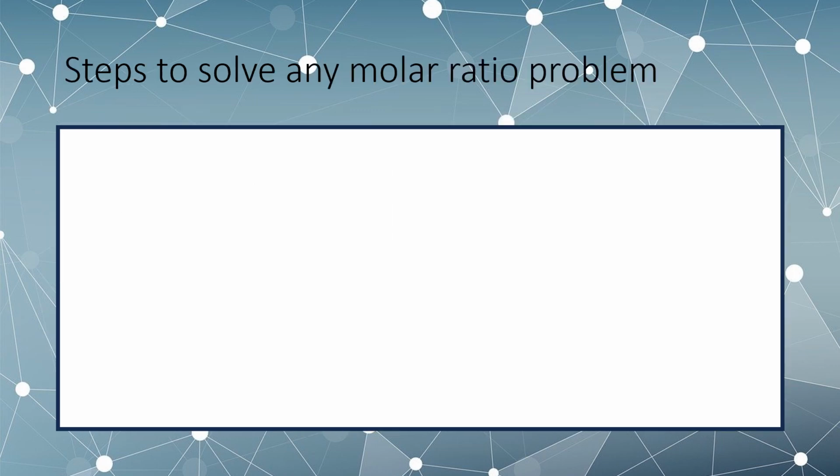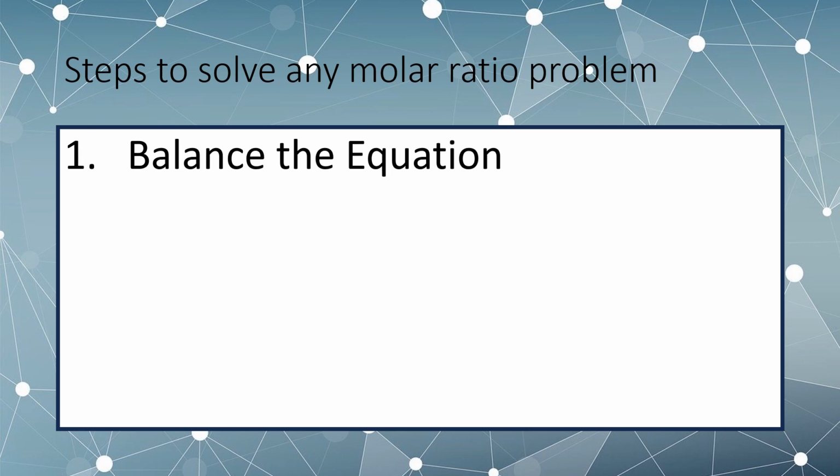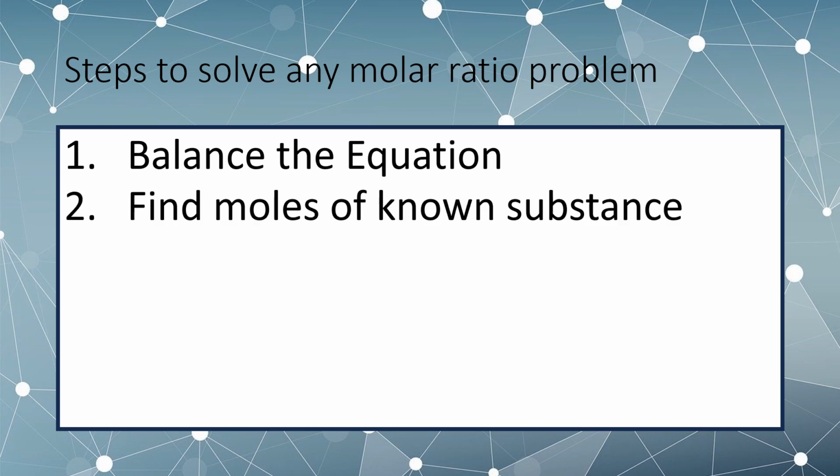There are 4 key steps to solve any molar ratio problem, and they are: first, you must balance the equation. Only when the equation is balanced will the ratios be correct. Then, you will find the moles of the known substance. In the question, you will always be given some sort of idea of which substance is already known, and then use this to calculate the number of moles of that substance. This might be the grams, concentration, volume, and molar mass of that substance.